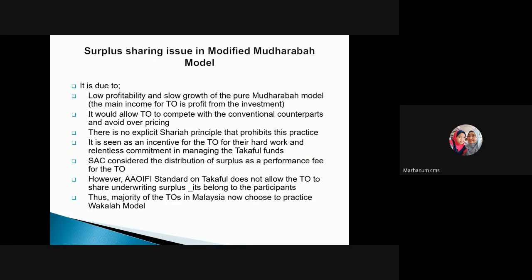Now, this is the issue of the modified Mudarabah model that I have mentioned. The Middle East accounting standard for Takaful does not allow the Takaful operator to share the underwriting surplus.